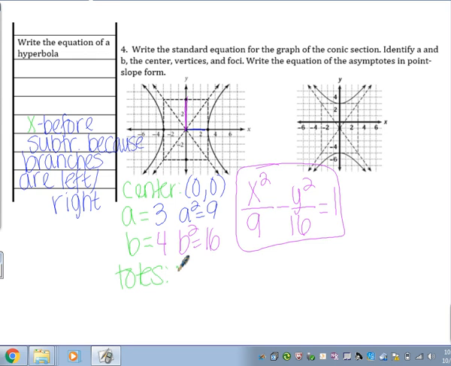All right, so this will just be y, or y minus 0, which is still just y, equals plus or minus, am I doing b over a or a over b? B over a, x bar. So this is going to be 4 over 3 x.